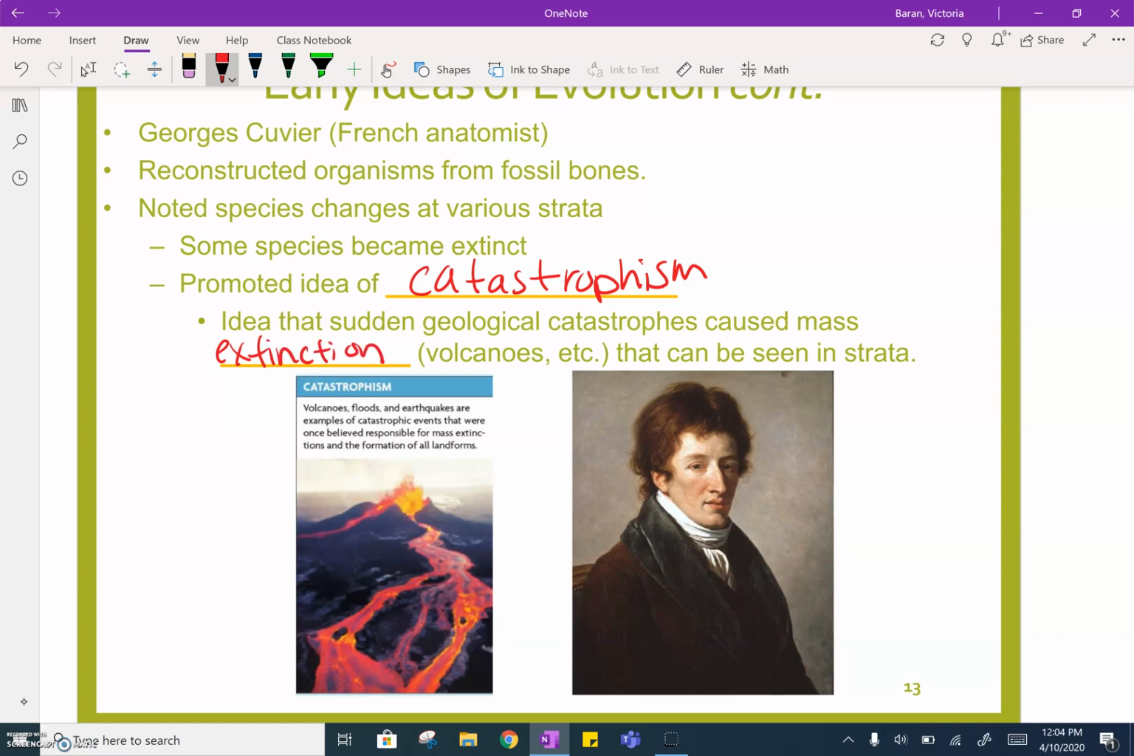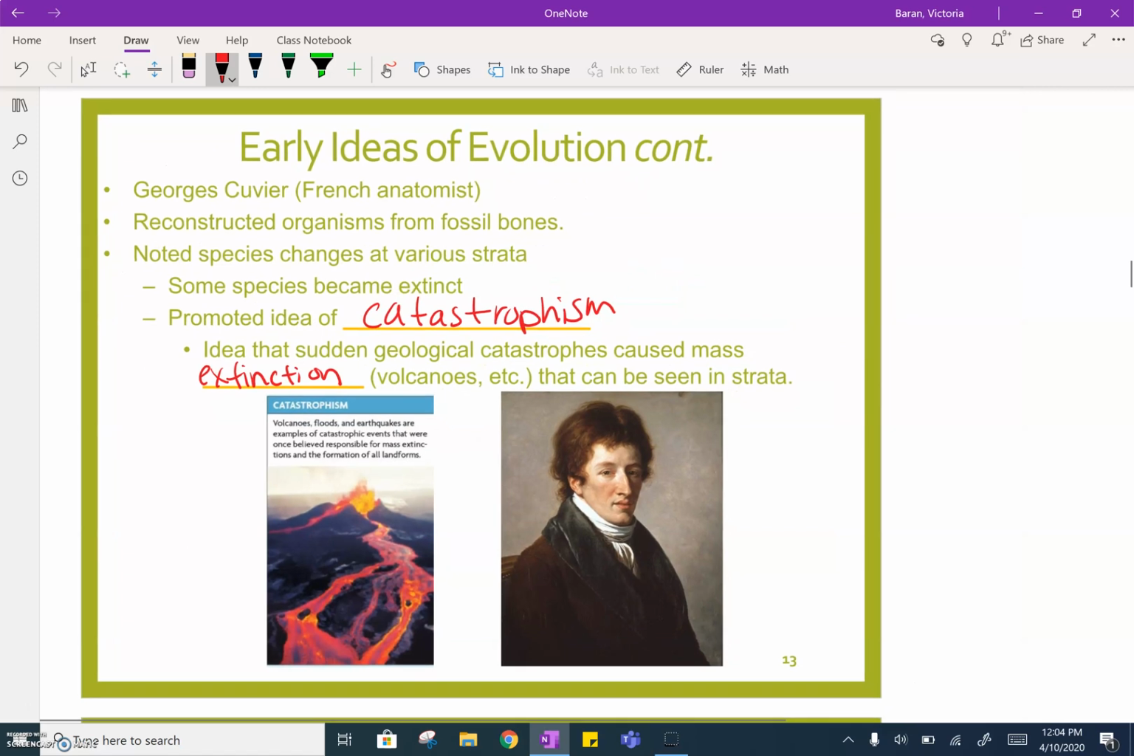So this could be anything from volcanoes, floods, earthquakes, meteorites, asteroids, and what he saw was there was an organism or a fossil in a particular layer of rock, but then you don't see it at all in the next layer. And he thought this had to be caused by some type of catastrophic event.